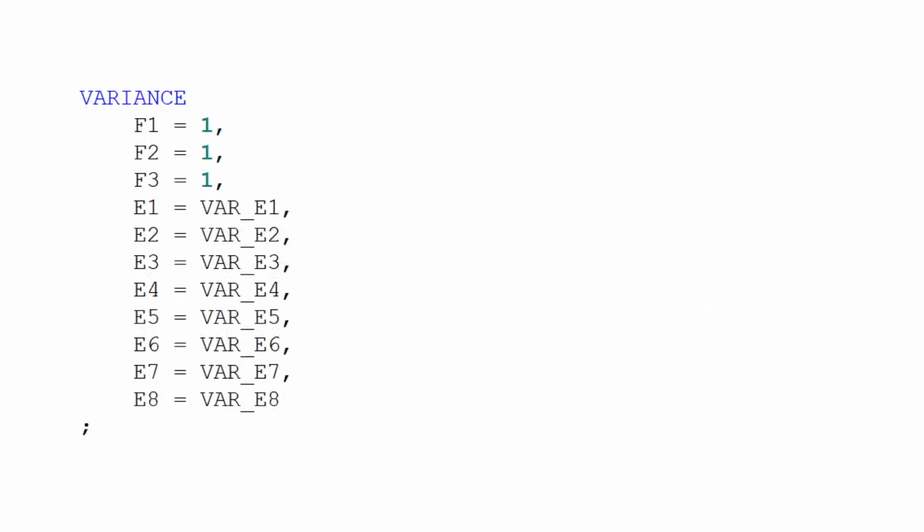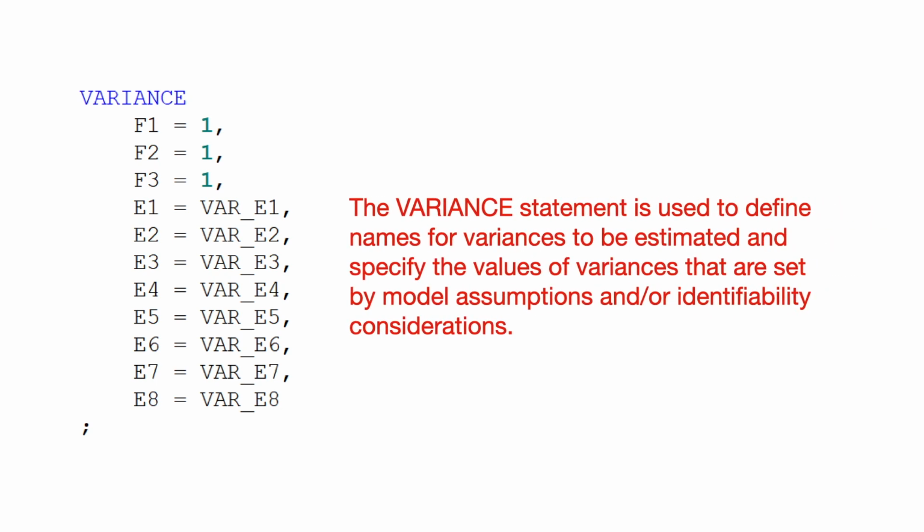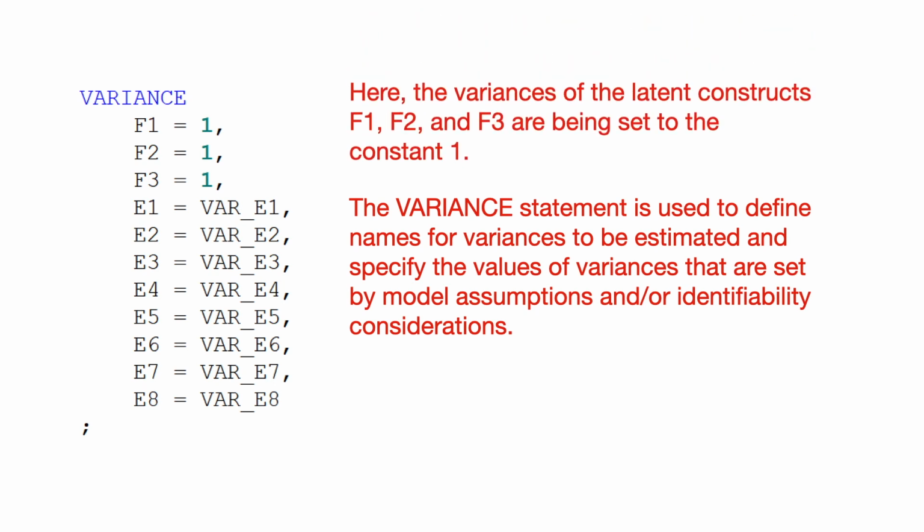Here we have the variance statement. The variance statement is used to define names for variances to be estimated and specify the values of variances that are set by model assumptions and/or identifiability considerations. And so you see here that the variances of the latent constructs, F1, F2, and F3, for identifiability purposes, are each set to the constant value 1. Because they're set to 1, they're not going to be estimated from the data.